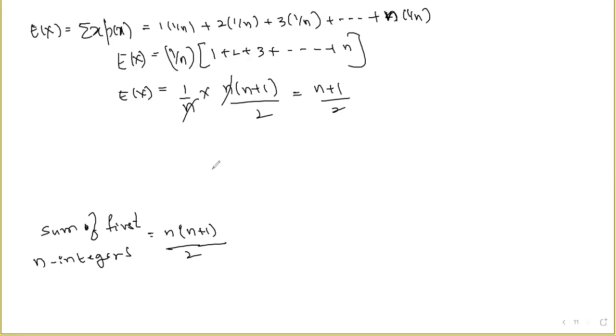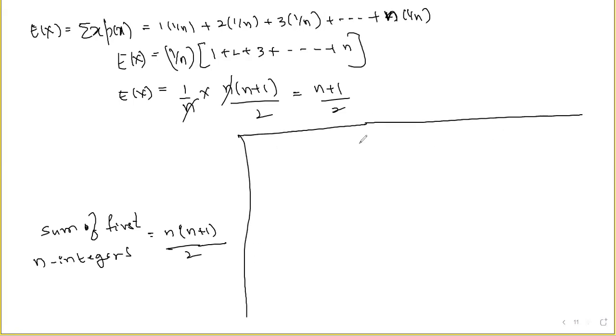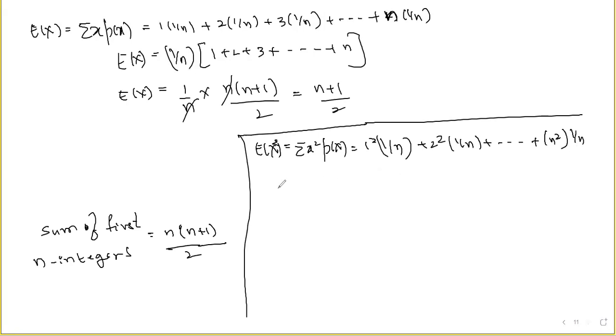Next, we need to find the variance. For that, we go for the expected value of x square also. The formula is summation x square into p of x. So this is 1 square into 1 by n plus 2 square into 1 by n, and so on up to n square into 1 by n. As usual, 1 by n is common, then 1 square plus 2 square plus 3 square, and so on up to n square. So 1 by n times the sum of squares of the first n natural numbers.